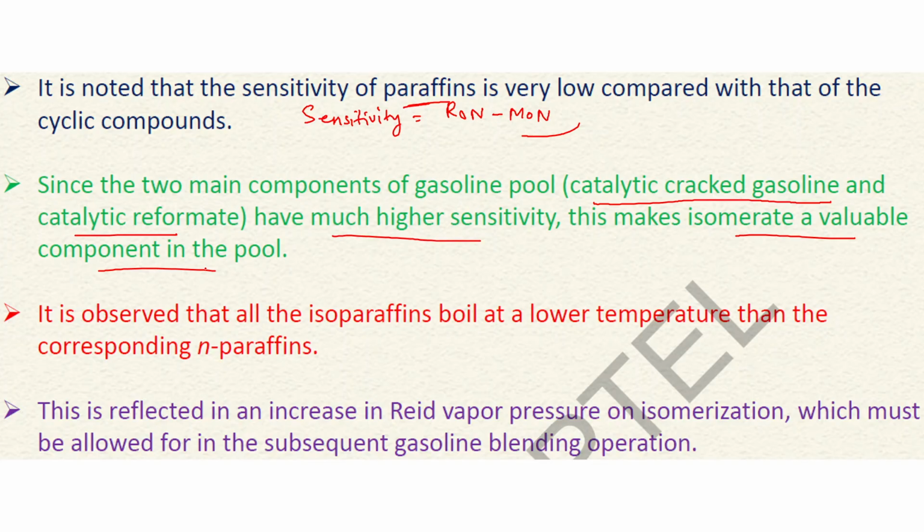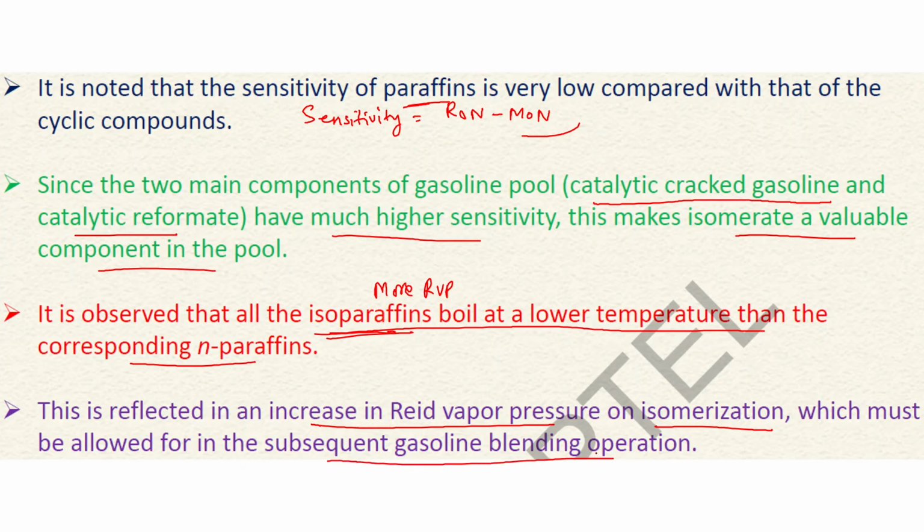So the isomerates from isomerization of N-paraffins also act as a very good addition to the gasoline pool. It is observed that all the isoparaffins boil at a lower temperature than the corresponding N-paraffins. This is reflected in a higher Reid vapor pressure, so there is an increase in Reid vapor pressure on isomerization, which must be allowed for in the subsequent gasoline blending operation.